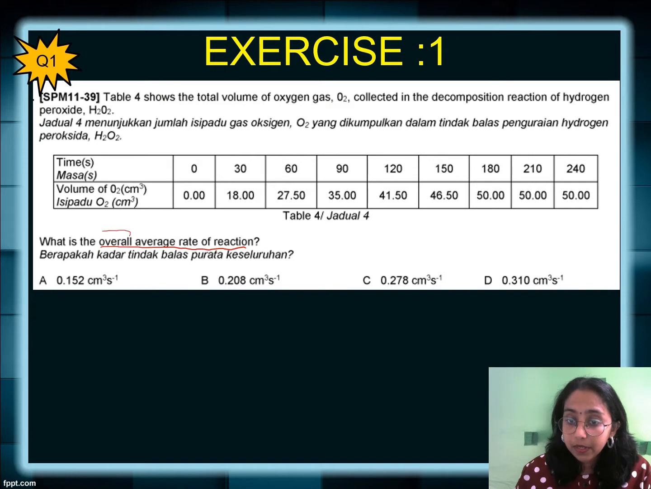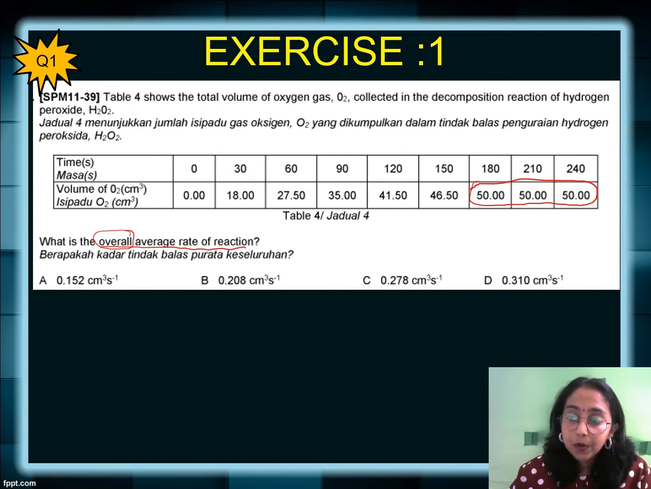And another keyword here, you have to be careful. They are requesting for overall average rate of reaction. So you remember as what I told you just now, for overall average rate of reaction, the first thing you have to determine is the time taken for the reaction to complete. So how you go about it? Please look at this table. Look at the volume of gas collected. What is the highest volume of gas collected? Which is 50. And you will see the reading is repeated constantly. Repeated, right? Now, when it's constantly repeated, that shows that they already reached the max. This is the maximum volume of gas collected.